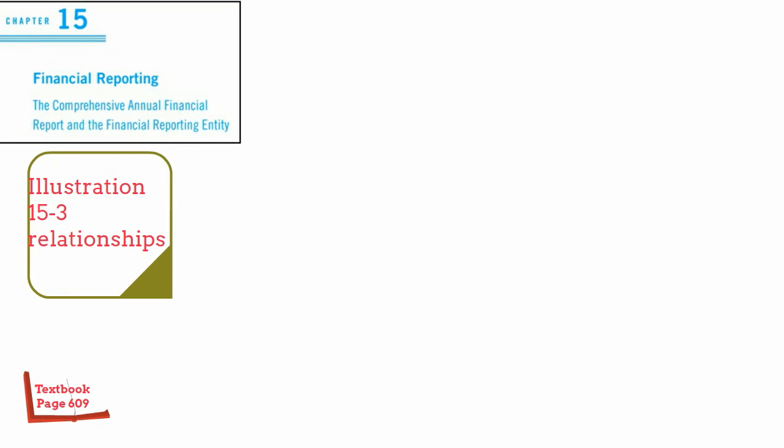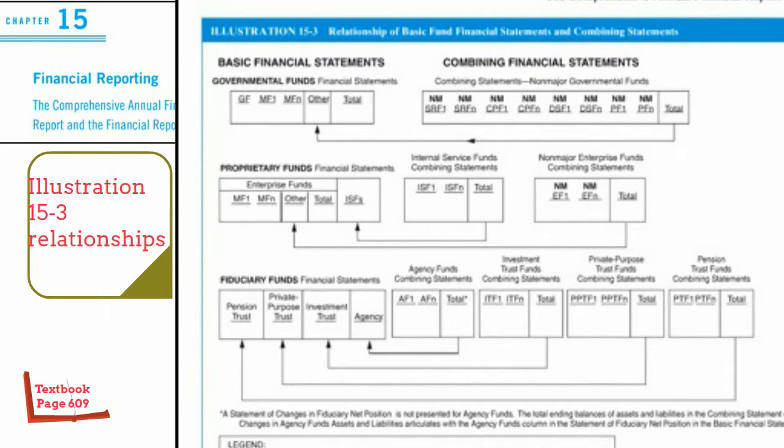One last area to discuss here on page 609, illustration 15-3, we get into the areas of major and non-major funds, so it's important to understand these relationships in the financial statements. We have lots of helpful graphics in this chapter.